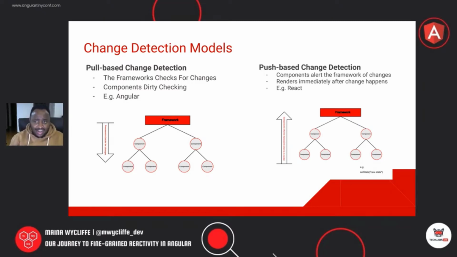And on the other side, we have push-based detection, and this is where whenever something changes, you inform the framework that something has changed. As you can see in the diagram, whenever something changes in one of the components, for instance, when you're using something like React, you can say set state, and that is going to tell the framework something changed related to this component, and that's going to re-render the component and all the child components in it.